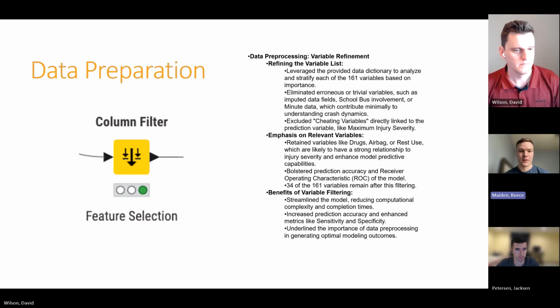The next step of data preparation is the column filter. So the table that I referenced earlier when it came to cleaning the data set based on the data dictionary, eliminating the cheating variables, as well as the insignificant variables. This column filter is what we use to actually clean the data set in KNIME. The benefits of this are streamlining the model and the data set, which reduces computational complexity and completion times for our models. It also increases prediction accuracy and enhances metrics like sensitivity and specificity.